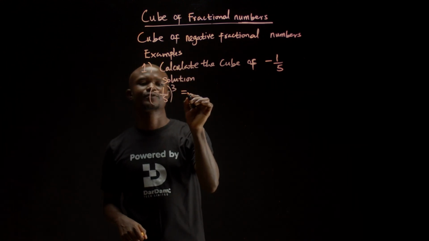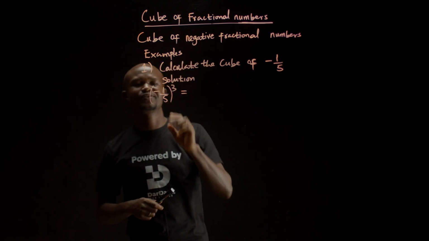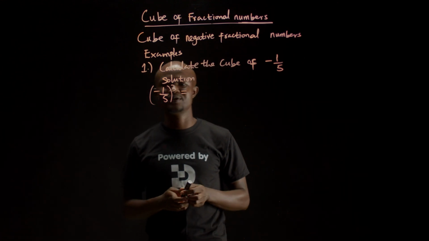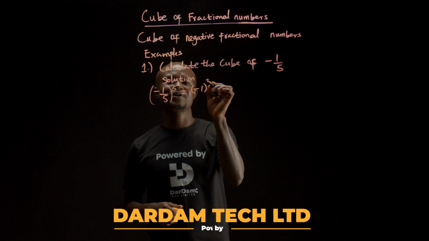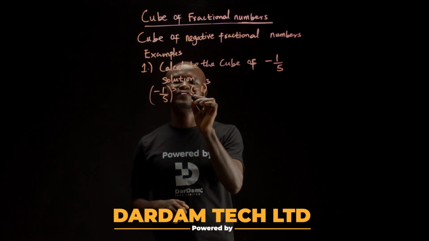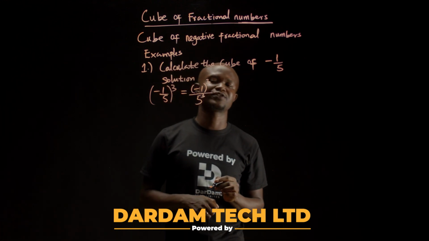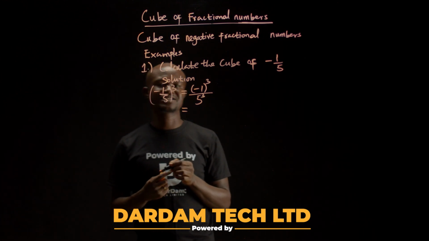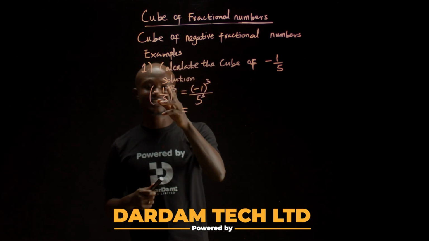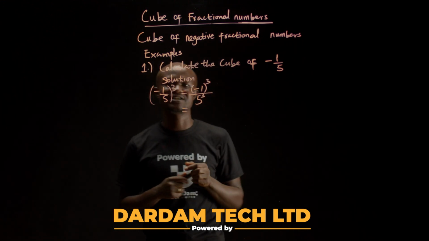Now, the 3 will affect both the numerator and the denominator. So we are going to have -1 raised to the power of 3 for the numerator, divided by 5 raised to the power of 3. We have the expressions here now.